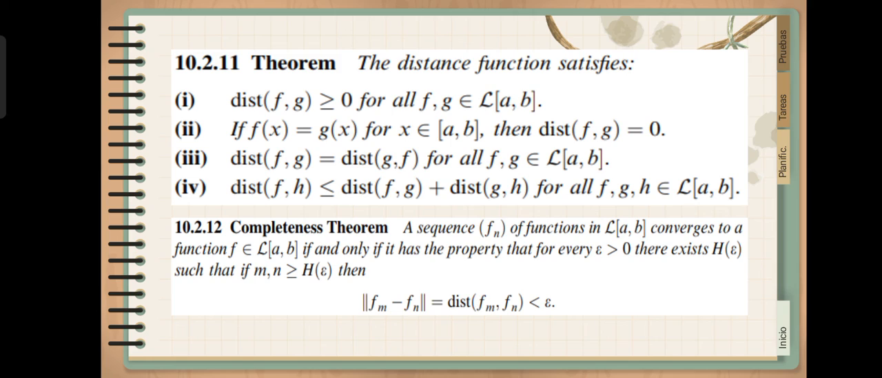10.2.12 Completeness Theorem. A sequence f sub n of functions in L[a,b] converges to a function f, an element of L[a,b], if and only if it has the property that for every epsilon greater than 0, there exists H(epsilon) such that if m, n are greater than or equal to H(epsilon), then the semi-norm of f sub m minus f sub n, which is the distance of f sub m and f sub n, is less than 2 epsilon.